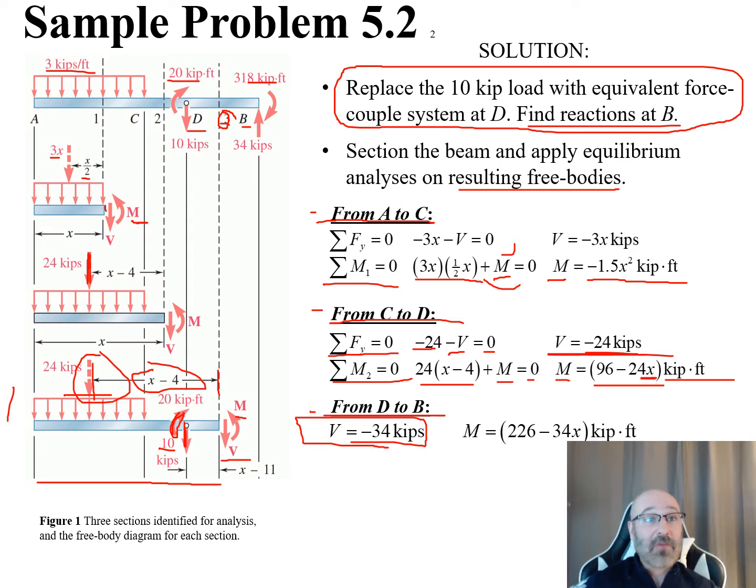We can say we're going to have this positive 24 times x minus 4 right there, and that's going counterclockwise, so that's positive, minus 10 kips because that is going this way, and we have an M over here that's going, again, counterclockwise right there. So we end up with the relationship when we do our summation of moments, similar to what we've done up here before. We can find out now this M is equal to 226 minus 34x kip feet.